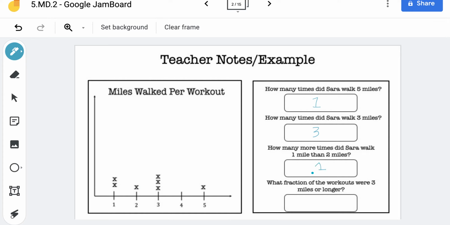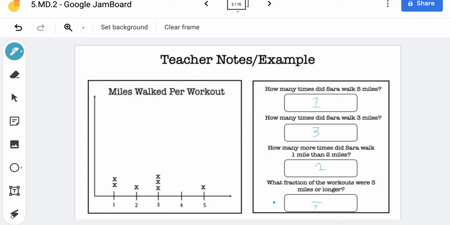And then finally, what fraction of the workouts were 3 miles or longer? All right, so we have to figure out the fraction that was 3 miles or longer. Let's first figure out how many total workouts there were all together. So we know that there's 1, 2, 3, 4, 5, 6, 7. Those 7 workouts all together. So our denominator is going to be 7.